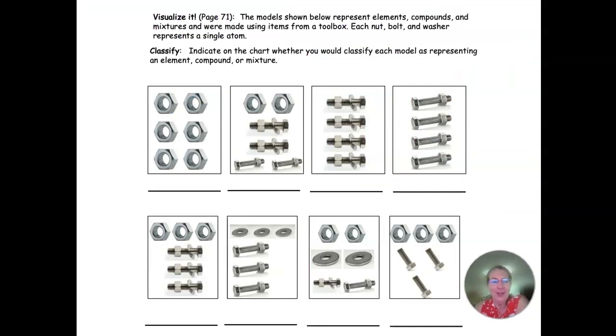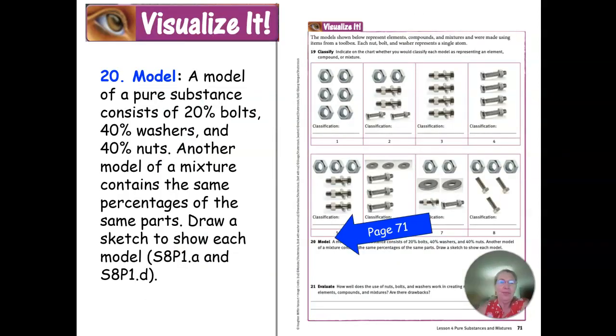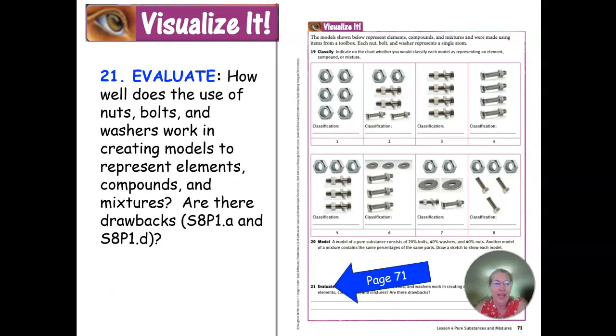Just a blown up page. And then number 20 gives you a scenario. And it wants you to sketch the combination that it has up there for you. And the next question wants you to evaluate how using nuts, bolts, and washers helps you represent atoms, mixtures, and compounds.